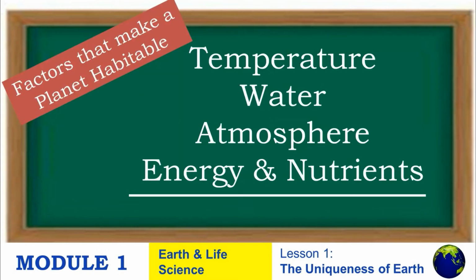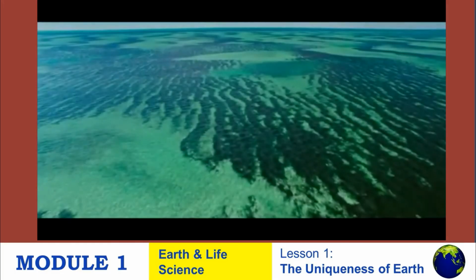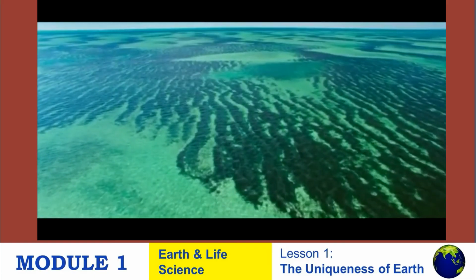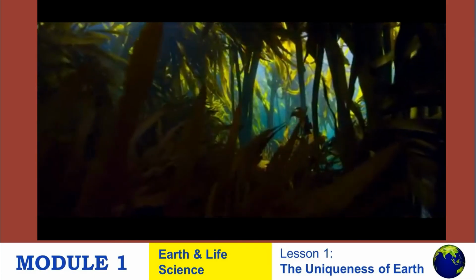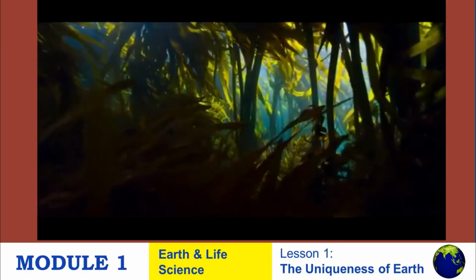Again, these are the factors that make a planet habitable. So we have the temperature, the water, atmosphere, and energy and nutrients. Earth is the only planet in the solar system that is known to have life on it. No other planet in the solar system is known to have life on it.